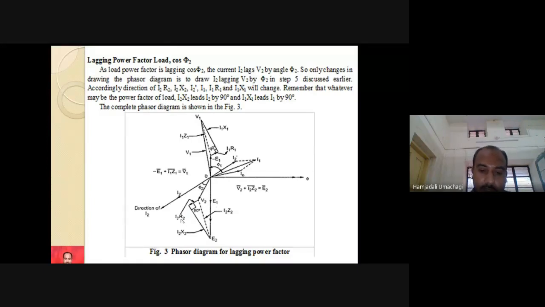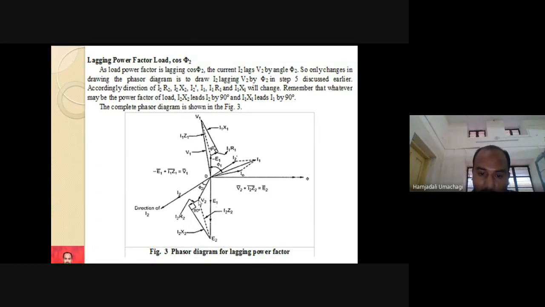How should I check the direction of I2 R2? Parallel to I2, parallel to current I2. Very good. So if it is a resistive drop I2 R2, I should check the direction of I2. In the same direction as I2, I should draw a parallel line I2 R2, then 90 degrees I2 X2. The combination of R and X is this dotted line I2 Z2.